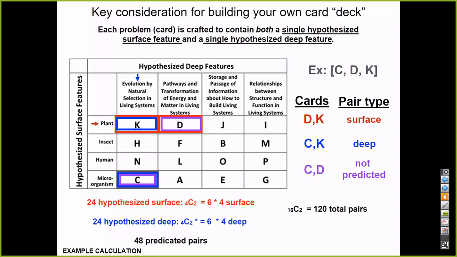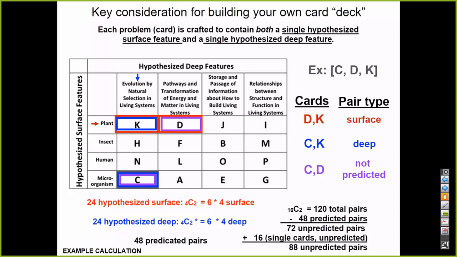The number of total pairs is 120. So you have 16 cards, you choose 2. You subtract out the 48 predicted pairs, and you have a total of 72 unpredicted pairs. But then, some groups would put just one card in one group. So you have to add in 16 possibilities of just individual cards. This is a lot, I know, but I wanted to give it a little bit of teeth. I didn't want to just say, oh, card sorting is great. You can go back and look at this in the paper for yourself. But anyways, you get a total number of 136 possibilities, right?